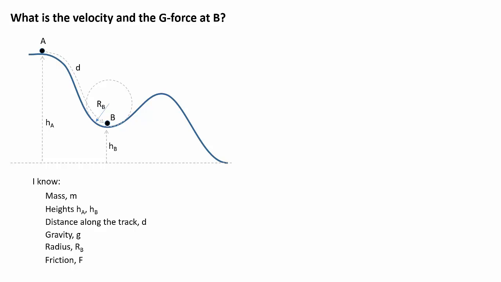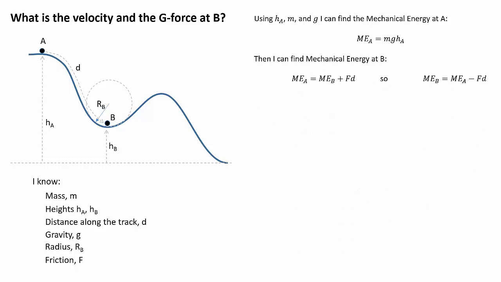Okay, so if I know all of those and I want to calculate the velocity and the G-force at point B, let's have a look at how we would do it if we were to do it by hand. If I know m, g and h at point A, I can work out the total mechanical energy at point A. Now I know that at point A, we said before, we've got zero velocity, which means we've got zero kinetic energy. So all of the mechanical energy at point A must be potential energy. So potential energy is simply m times g times h. You know all that. So you can calculate the mechanical energy at A.